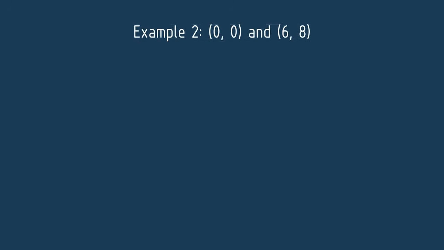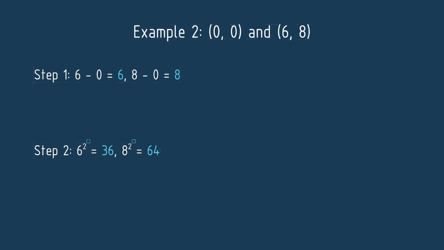Find the distance between (0, 0) and (6, 8). Step 1. Find the differences. 6 minus 0 equals 6, and 8 minus 0 equals 8. Step 2. Square each difference. 6 squared equals 36, and 8 squared equals 64.